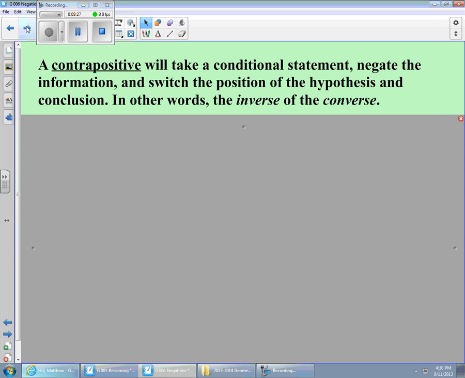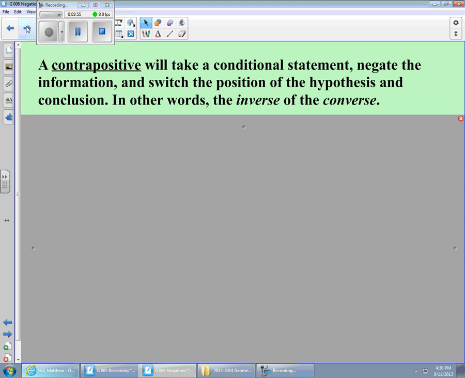Okay, the third and final negation that we are looking at is called the contrapositive. Now again, a contrapositive is going to take a conditional statement, and this one just about messes it up as bad as it can. It's going to negate the information, just like an inverse did, and switch the position of the hypothesis and the conclusion, just like a converse did. So another way of thinking about it is that a contrapositive is actually the inverse of the converse.